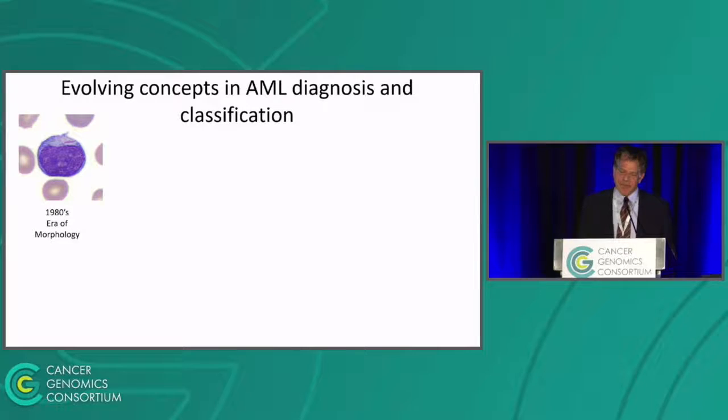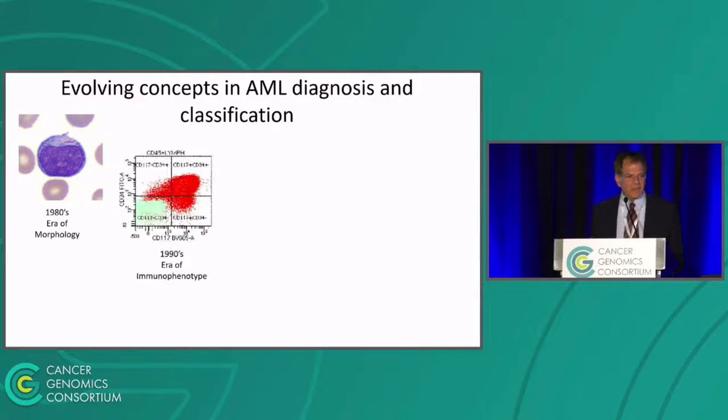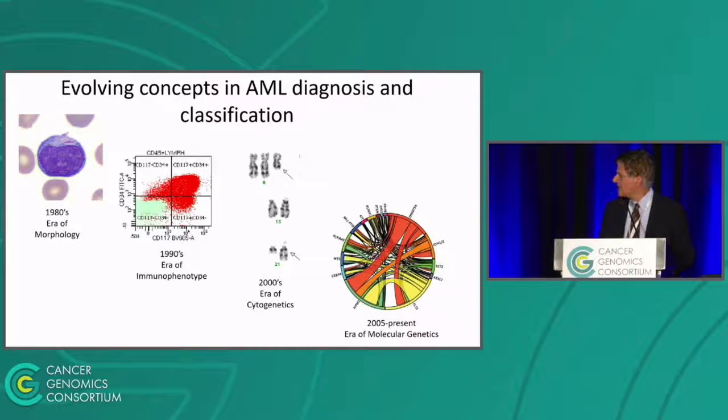I think the way we've thought about AML diagnosis and classification has evolved over the years. In the 1980s, the era was morphology, the French-American-British classification, by the way the blasts appeared under the microscope. Then we began to use flow cytometry in the 1990s, which I call the era of immunophenotype, where we phenotyped cases in detail, as shown here. Then the era of cytogenetics, the 2000s and even earlier, when we began to associate specific cytogenetic lesions with particular types of AML. And then finally, since around 2005, I would call the era of molecular genetics.